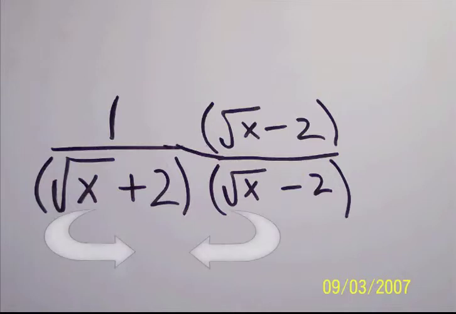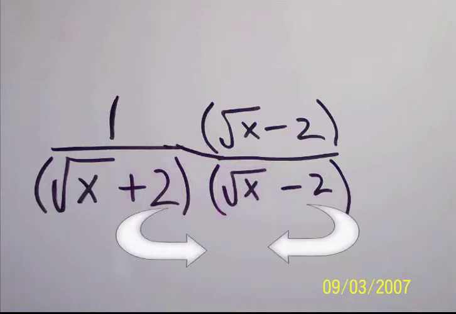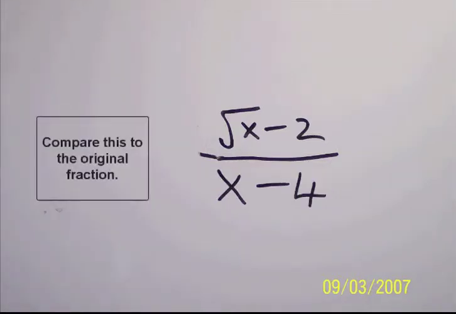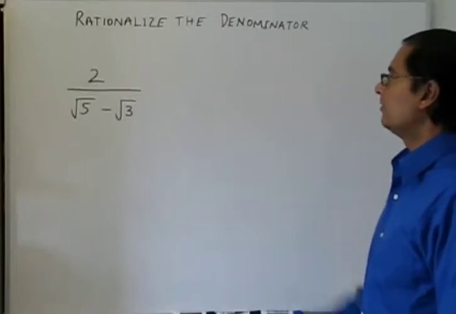On the bottom, we have to FOIL. Square root of x times the square root of x is x, minus 2 times the square root of x, plus 2 times the square root of x, which gives us 0, plus 2 times minus 2 gives you minus 4. So our final simplified fraction is the square root of x minus 2 divided by x minus 4.